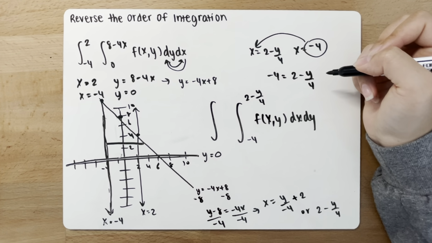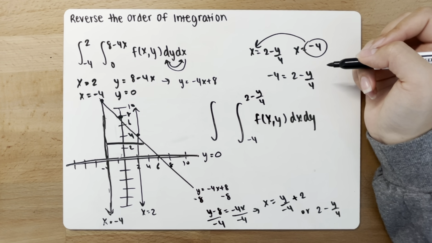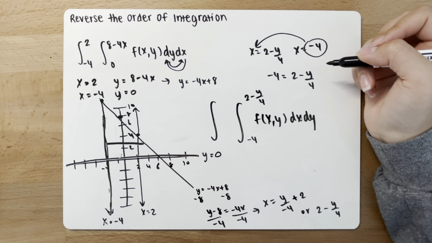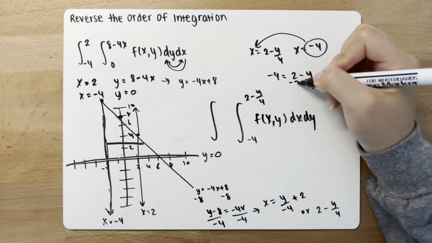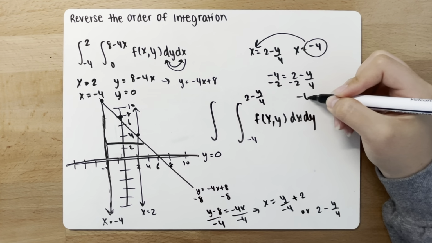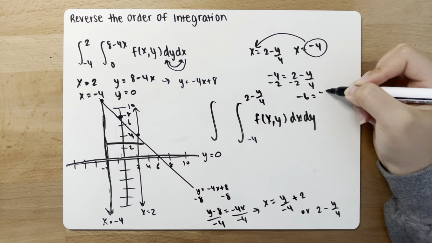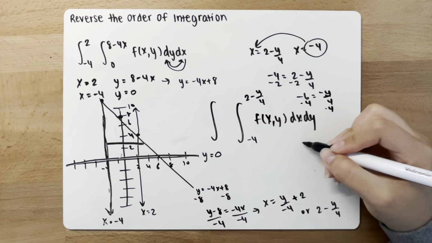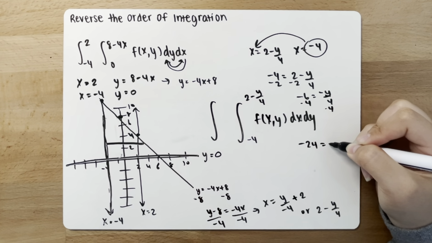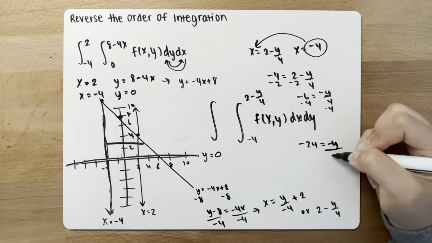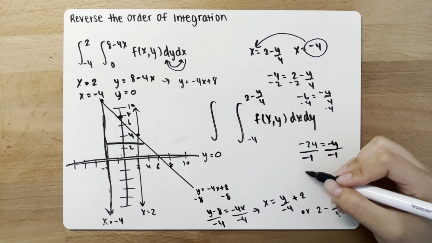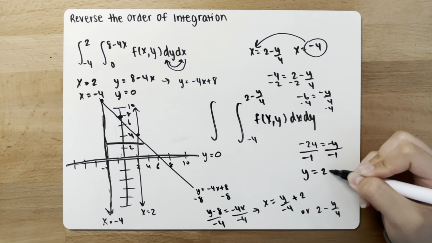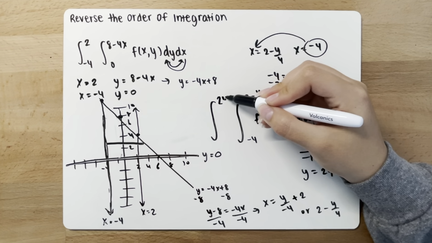And if you divide, no, don't divide. If you isolate y, you subtract 2 on both sides, so you have -6 equals negative y over 4, times 4 on both sides. You have -24 equals negative y. Divide by -1 on both sides to have a positive y. Y is equal to 24. This will be your upper boundary.